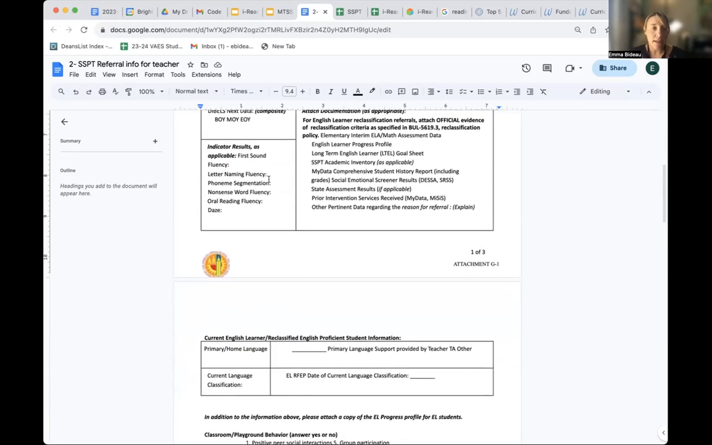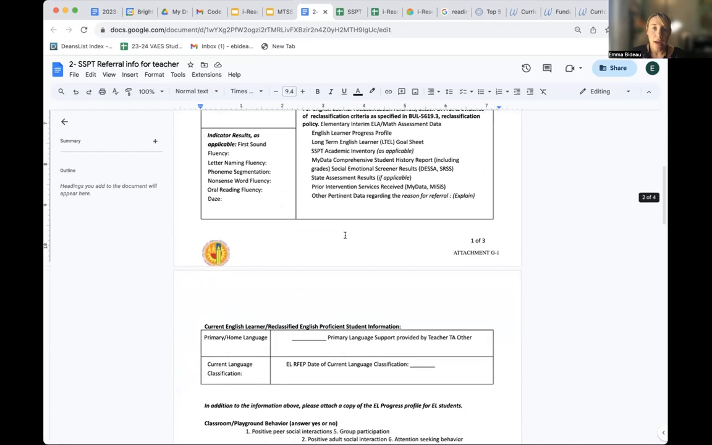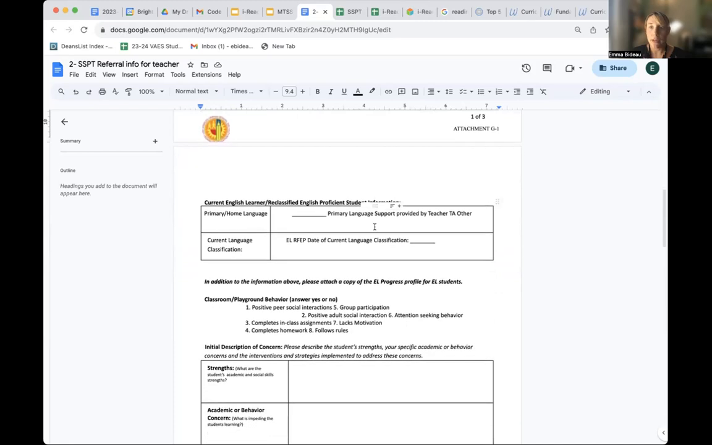Then the next part in the form is their fluency, letters and sounds, nonsense words, oral reading fluency. These can all be gotten from your Heggerty lessons or your Heggerty assessments. I would also like to know if they're an English language learner, and then what their primary home language is.